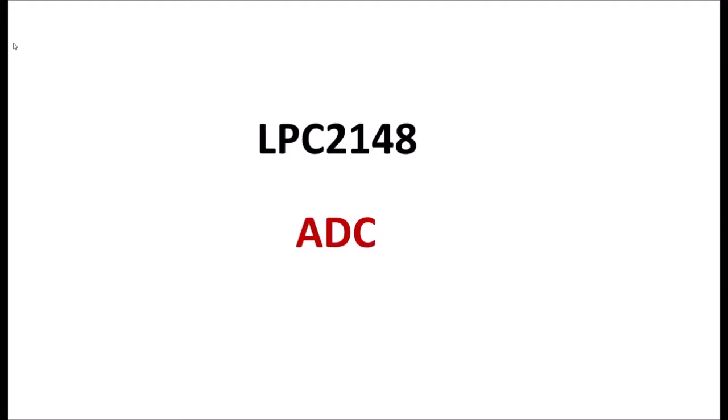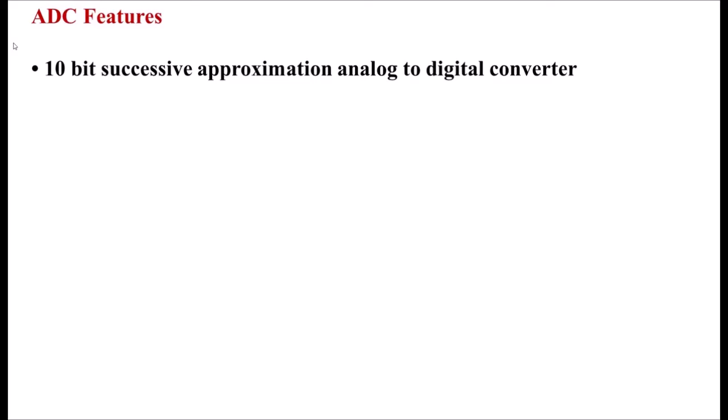Let us understand the analog to digital converter of LPC2148. The features of the ADC available in LPC2148 are: it has a 10-bit successive approximation analog to digital converter. There are two ADCs available in LPC2148, named ADC0 and ADC1.